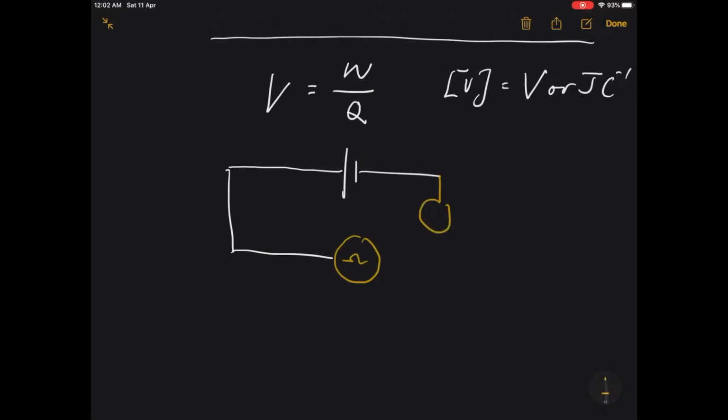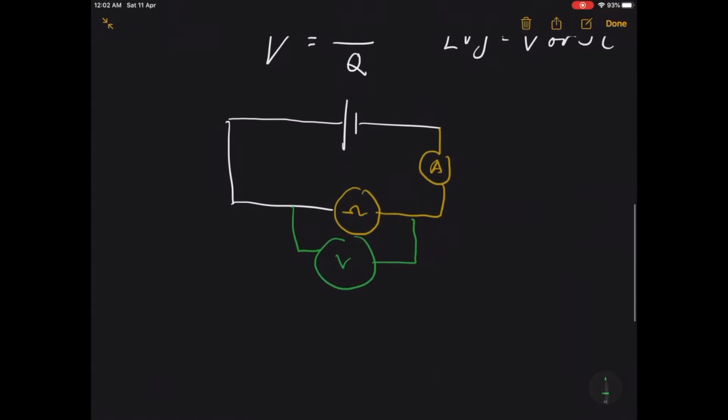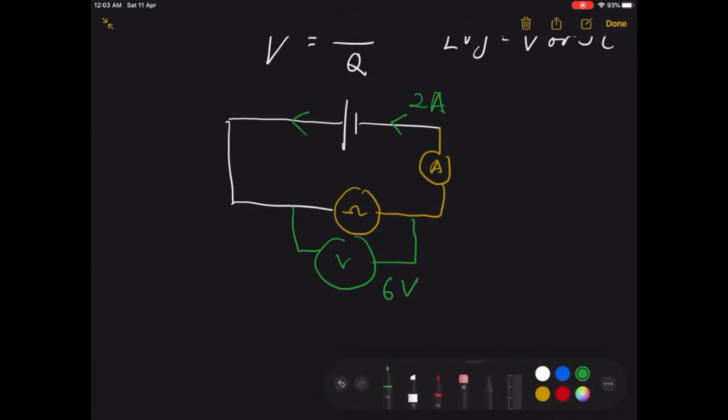And then you have an ammeter. And you need a voltmeter. All right. So now let's say the current flowing over here is 2 ampere. So of course the ammeter should record a reading of 2 ampere. But the voltmeter reading is 6 volt. Okay, that's a good one.